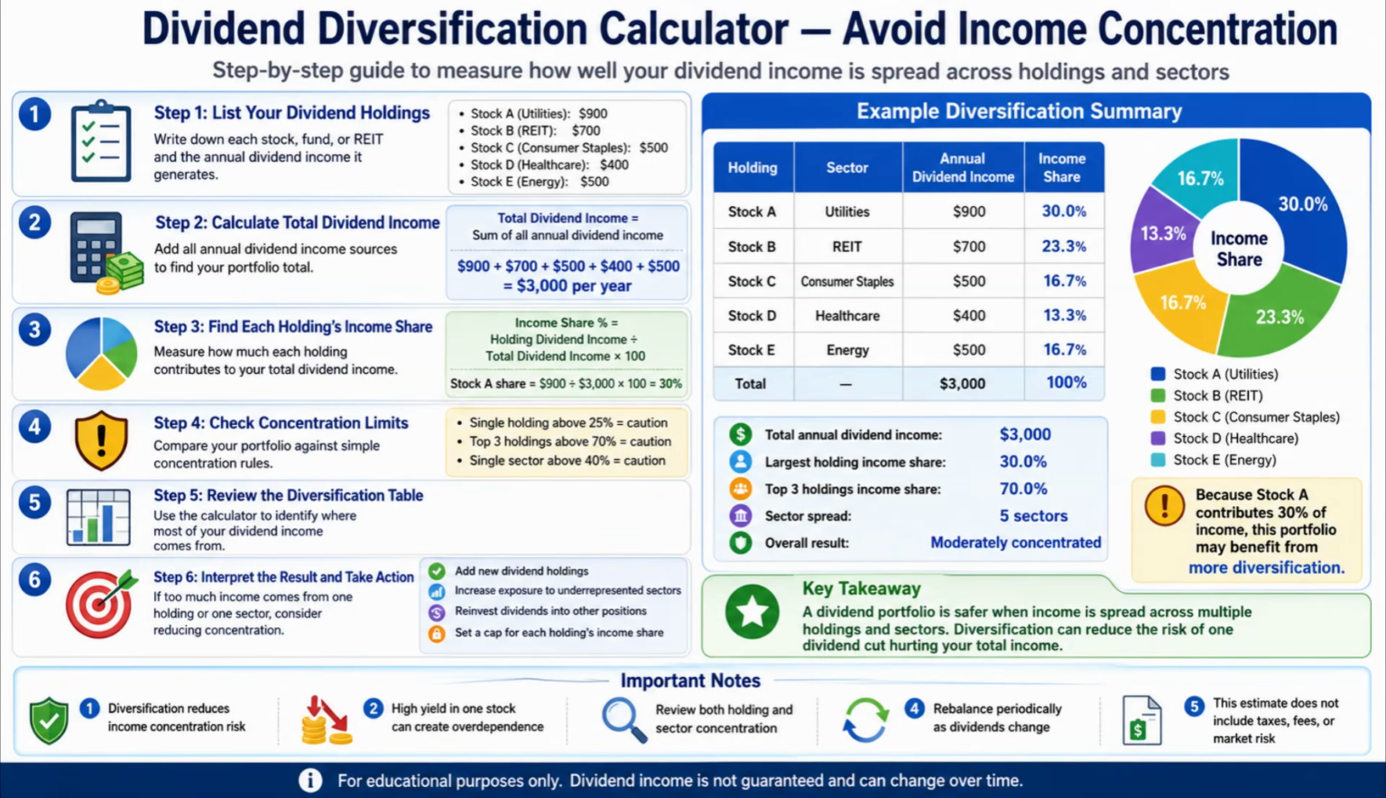High yield in one stock can create overdependence, dividend income can change over time, and investors should review both holding concentration and sector concentration regularly. This example is for educational purposes only. Dividend income is not guaranteed, and this calculation does not include taxes, fees, or market risk.